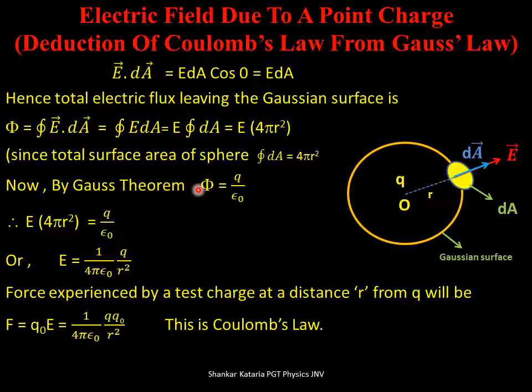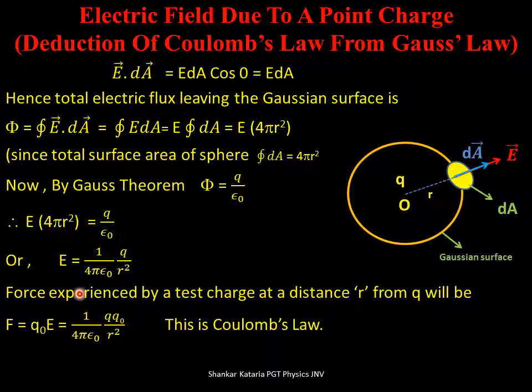Now by Gauss theorem, we have electric flux, which is 1 upon epsilon naught times the charge enclosed by this Gaussian surface. So here, equating these two equations, we have E into 4 pi r squared is equal to Q upon epsilon naught. So E would be 1 upon 4 pi epsilon naught times Q by r squared. This is the field due to a single isolated charge, and the same was obtained by Coulomb's law as well.